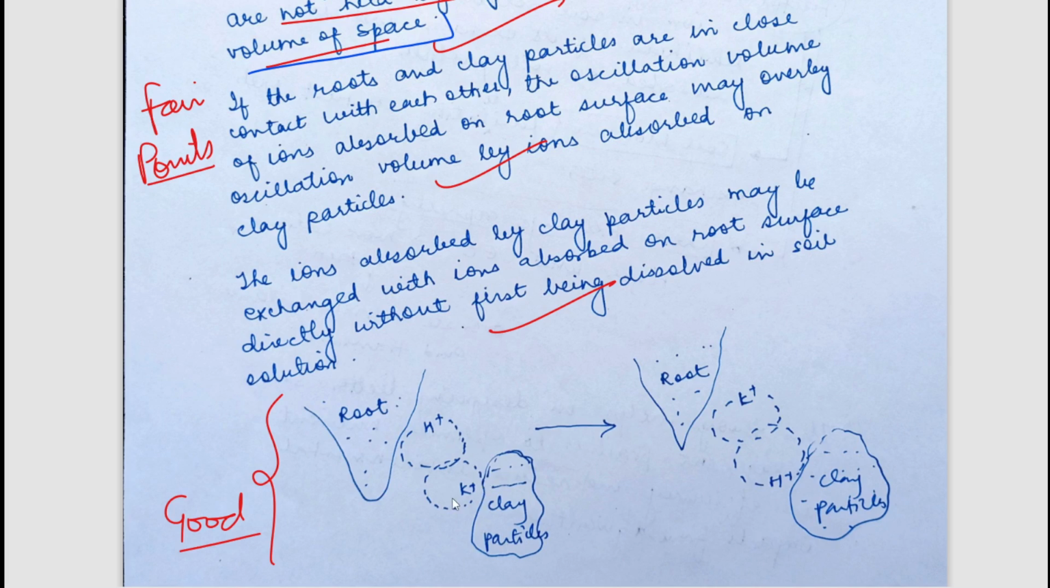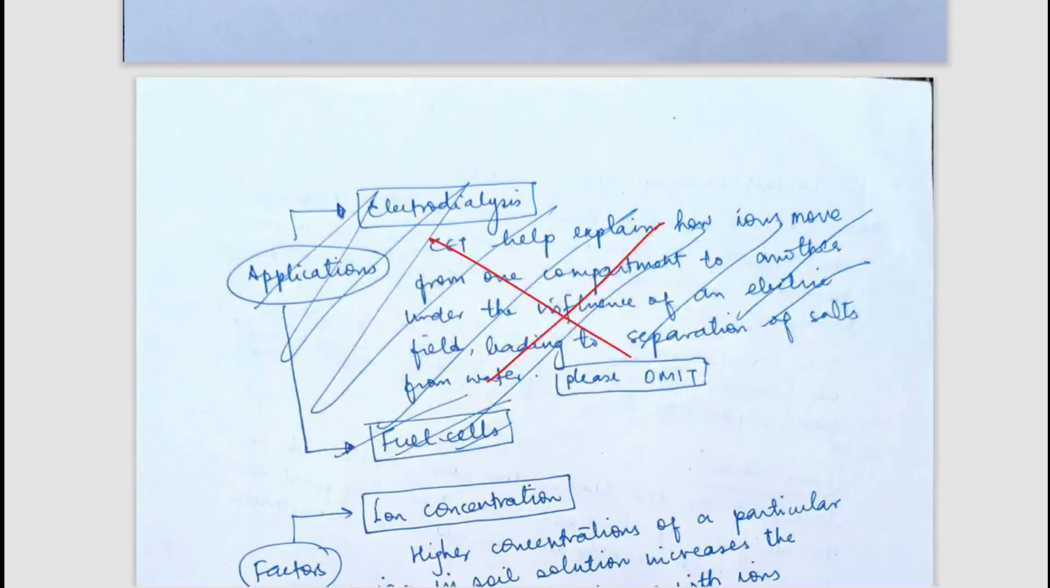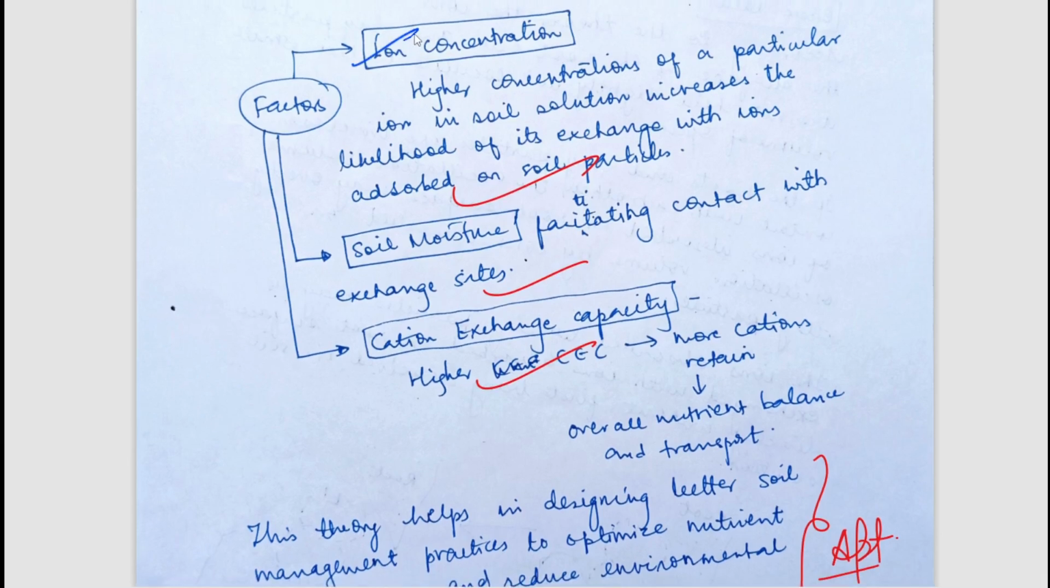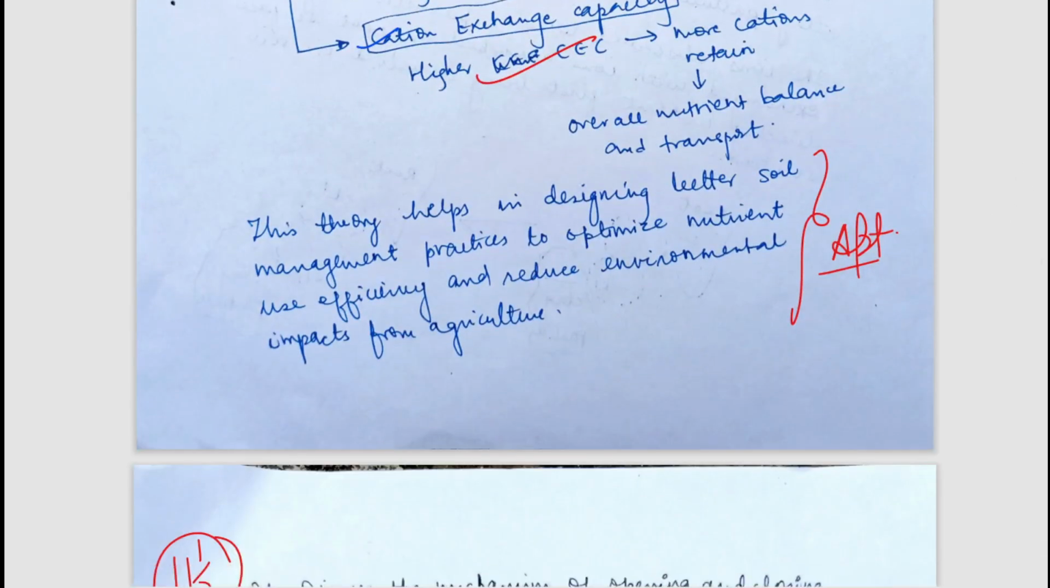These are clay particles. Here we had potassium ions, and here we had hydrogen ions. And through oscillation, you can see both have exchanged places, and the ions can be absorbed by the roots. This is what contact exchange theory is. Its factors have been mentioned, which are ion concentration, soil moisture, cation exchange capacity. It depends on all these factors, and again appropriately concluded.